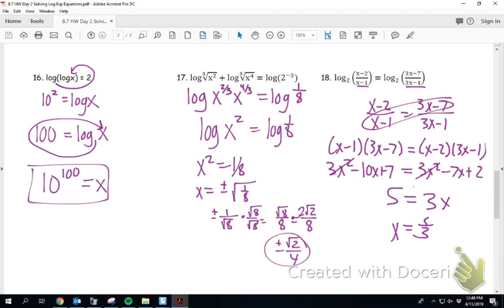The problem here is I need to take that answer and plug it back into the original in both equations. If I do 3 times 5/3 minus 7 over 3 times 5/3 minus 1, that is going to give me a negative argument. Because that gives me a negative argument, it is not an answer, which means this actually has no solution.